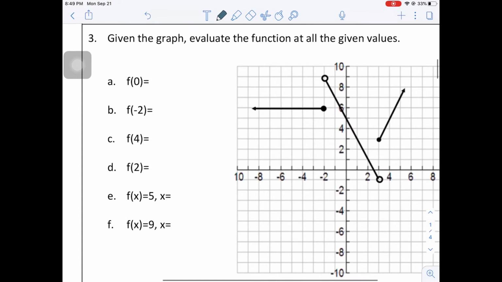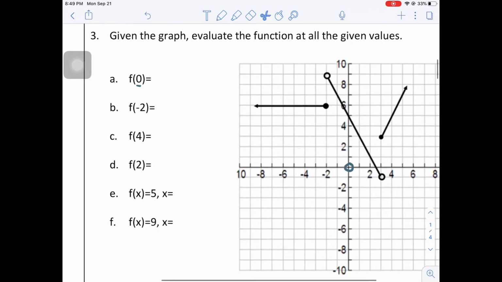On to number 3. So number 3 says given the graph, evaluate the function at all the given values. So this first one says f of 0. So it wants to know what is the y value when our x is 0. So what I do is I find 0 on my x-axis, and then I just go up or down until I run into the graph. And if we go up, it looks like the graph runs into f of 0, or x equals 0, right at the value 5. So then we would say 5.